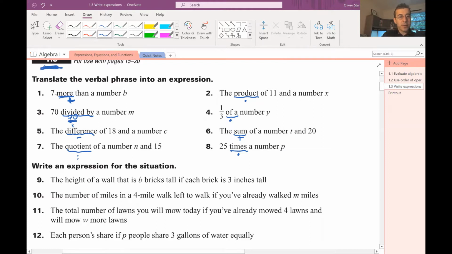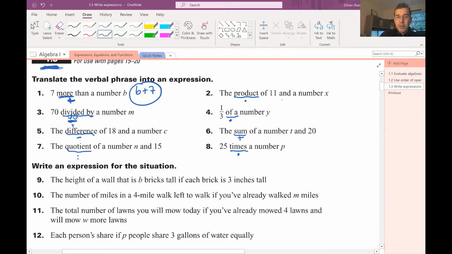All right, so let's start first. It says, translate the verbal phrase into an expression. So the first is 7 more than a number B. So what is 7 more than number B? If B is 1, we get 8. It's because we get 7 more than B, which is 1. So 7 more than a number B is B plus 7. This is the expression.